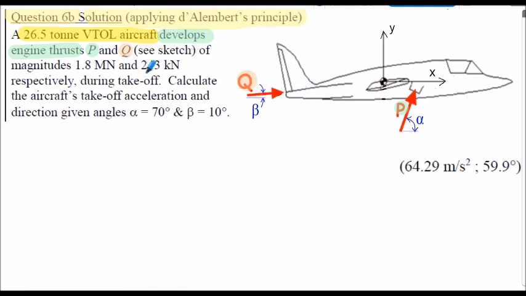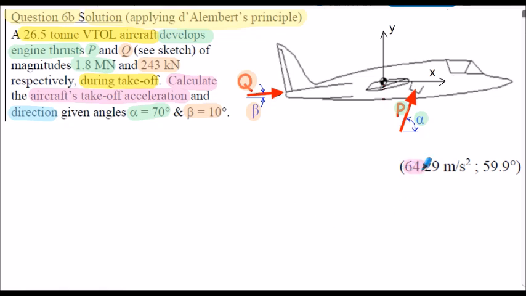The magnitude of thrust P is 1.8 meganewtons. The magnitude of thrust Q is 243 kilonewtons. And these thrusts are developed during the takeoff phase of the aircraft. In this question, we're asked to calculate the aircraft's takeoff acceleration and its direction, given the angle alpha is 70 degrees, so that's the angle of thrust P to the horizontal, and angle beta is 10 degrees, that's the angle of thrust Q to the horizontal.